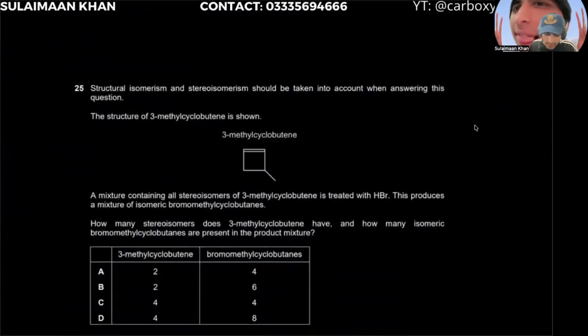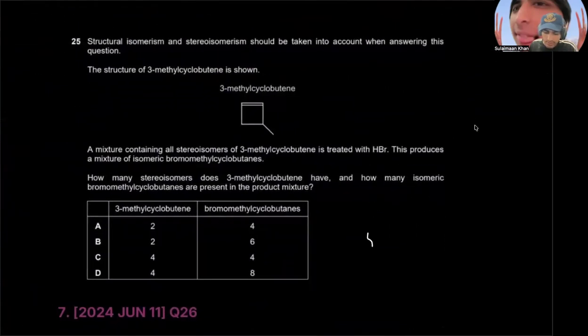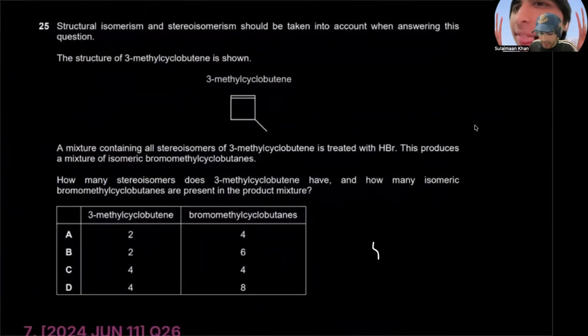Done. Question 6. Structural isomerism and stereoisomerism should both be taken into account when answering this question. The structure of 3-methyl cyclobutene is shown. A mixture containing all stereoisomers. Now remember, stereoisomers can be optical, where you have a chiral carbon. And what is a chiral carbon or a chiral center? One in which you have 4 different atoms or groups attached to a carbon, right? Or it can be geometric.